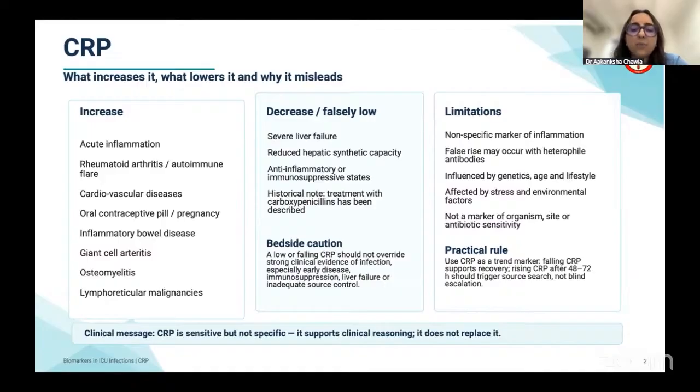Falling CRP supports recovery and a rising CRP after 48 to 72 hours should trigger source search. Do not blindly escalate your treatment just based on the CRP value.